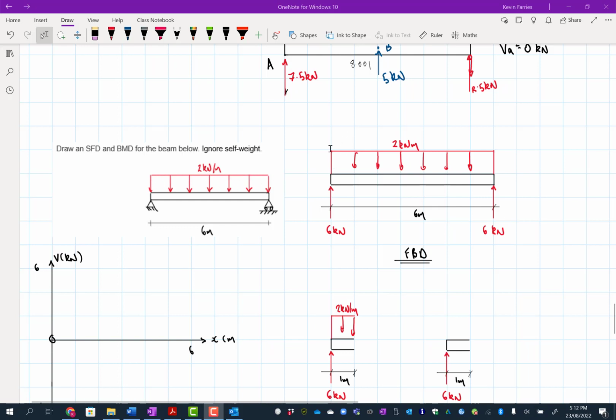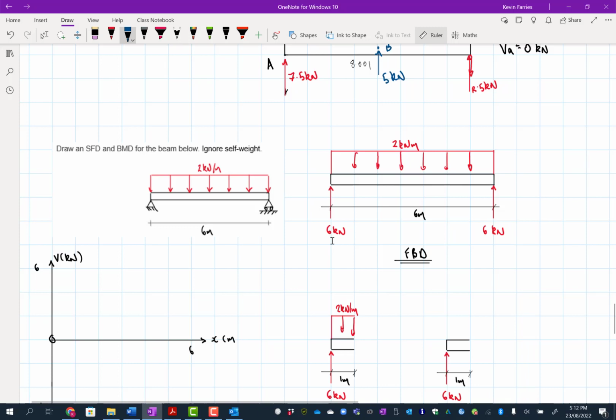So the first thing we do is find the reactions again. This one's a bit easy because it's symmetrical. So we've only got a vertical force. It's 2 kilonewtons per meter over 6 meters. So altogether you've got 12 kilonewtons. It's the area under the line load, remember, is the magnitude of the force. And then, because it's symmetrical, that must be split evenly between the two supports. So we've got 6 kilonewtons per side.